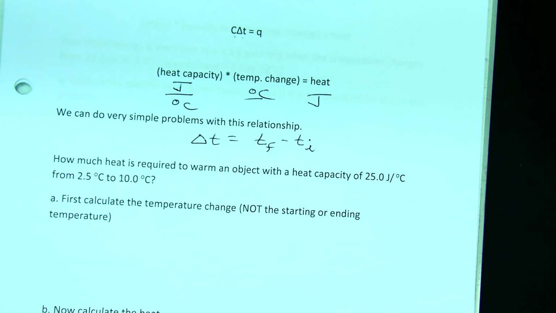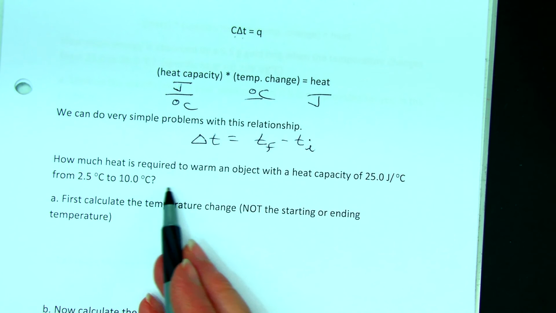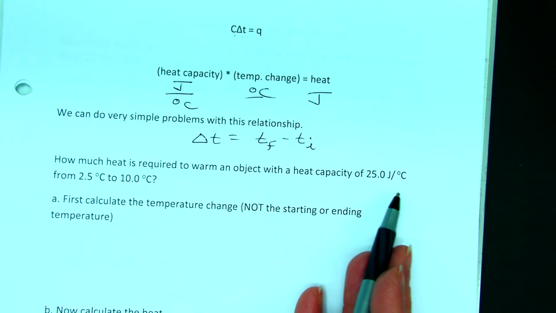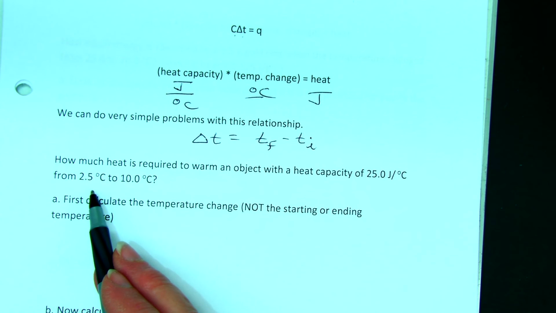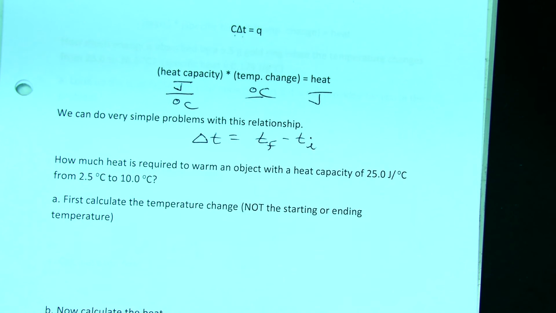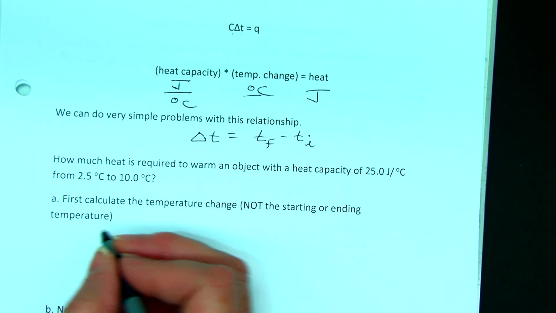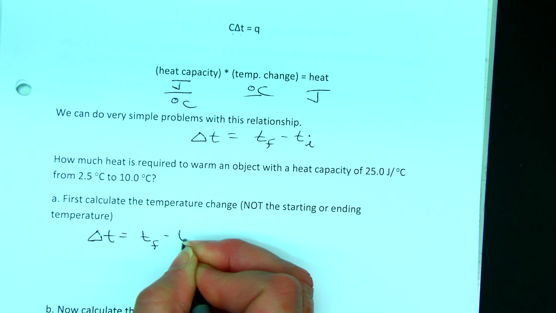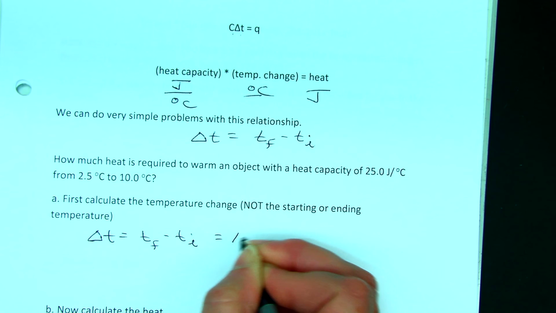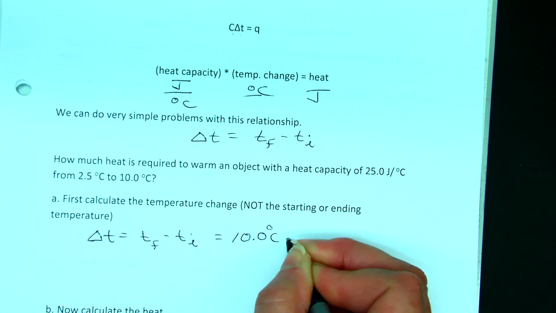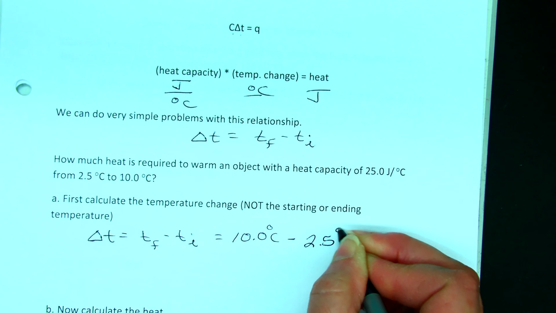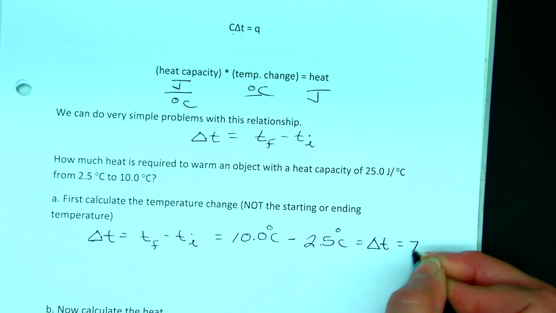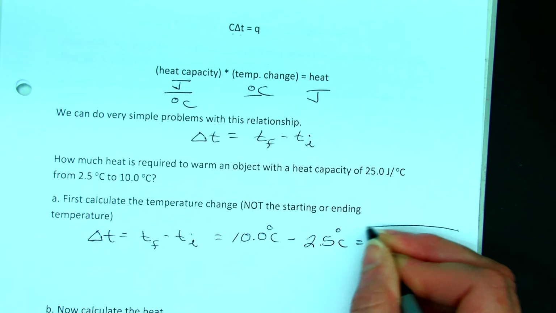So let's look at the first example. How much heat is required to warm an object with a heat capacity of 25.0 joules per degree C from 2.5 degrees C to 10.0 degrees C? Well, we know our change in temperature, delta T, is equal to T final minus T initial. So my final temperature is 10 degrees C minus my initial temperature, 2.5 degrees C. Gives me my change in temperature, 7.5 degrees Celsius.